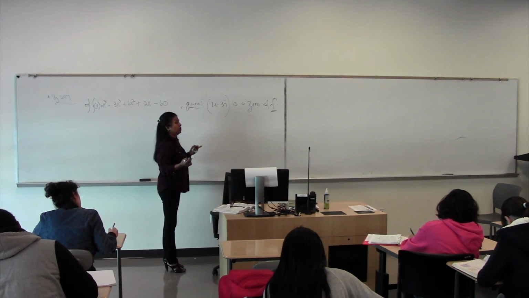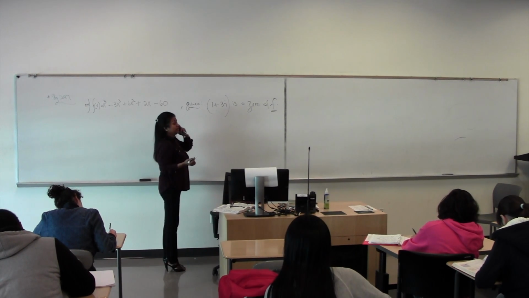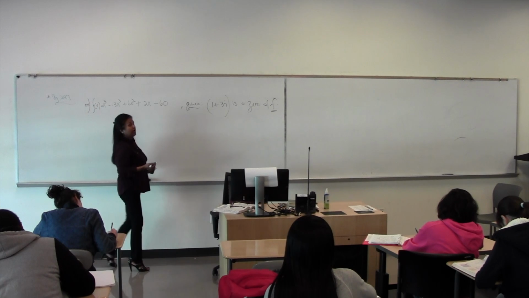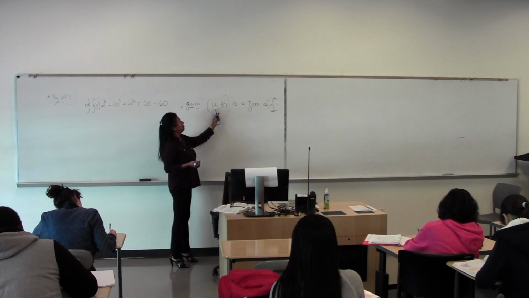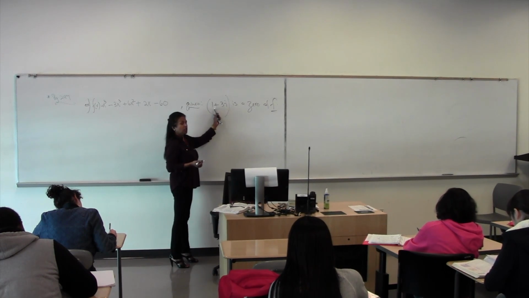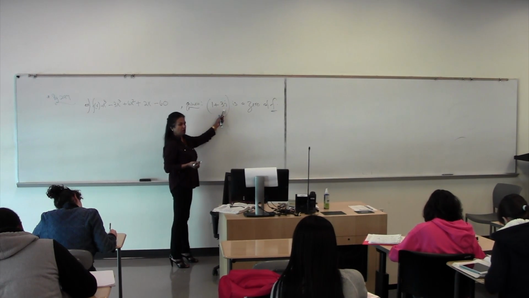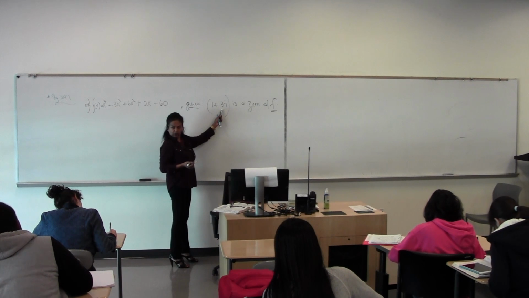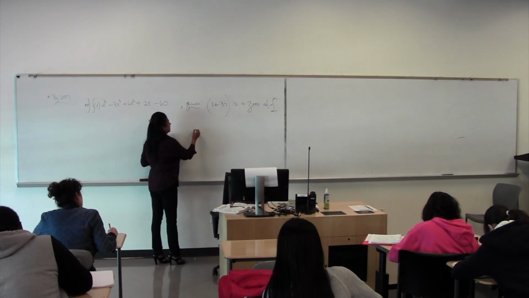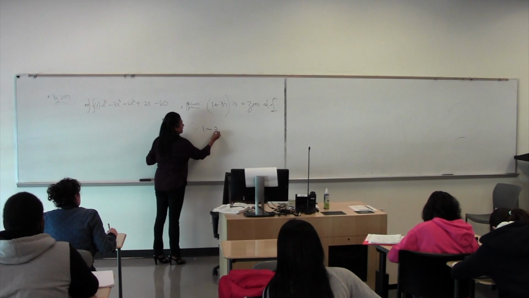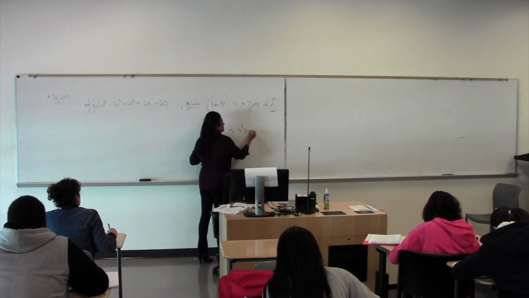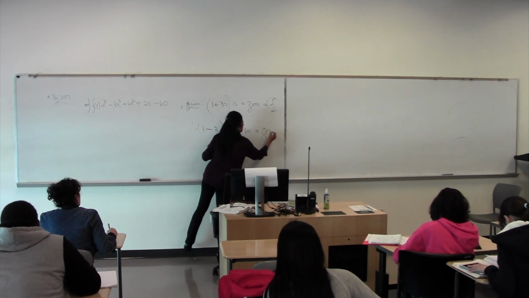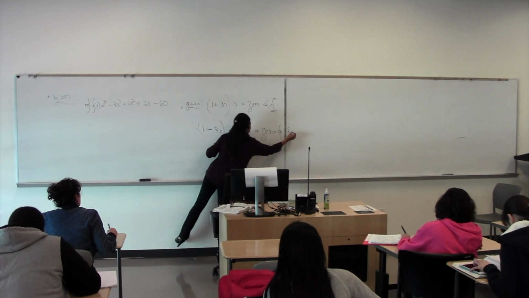What is the fact that we know about complex zeros? They come in conjugate pairs, right? So if 1 plus 3i is a 0, the conjugate of this is also a 0, right? So therefore 1 minus 3i is also a 0 of f of x. Okay?